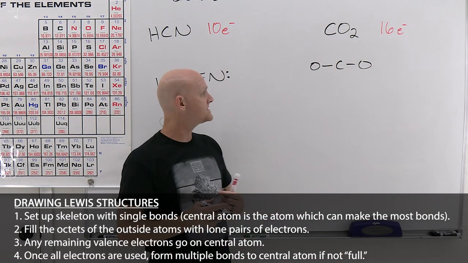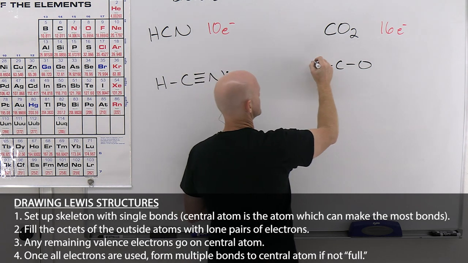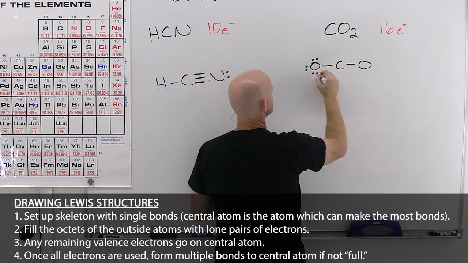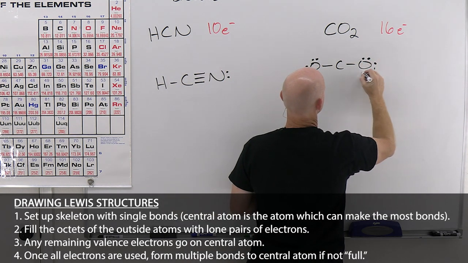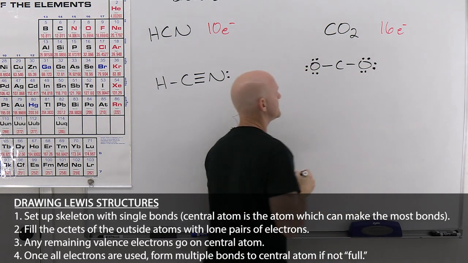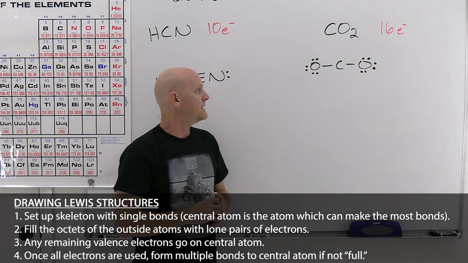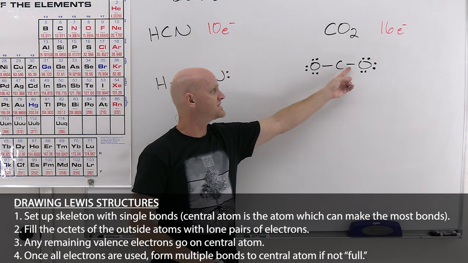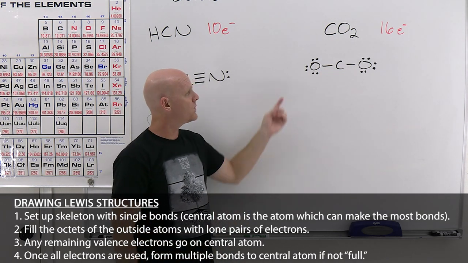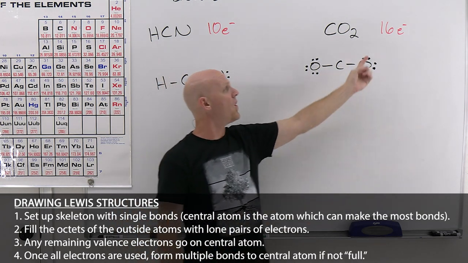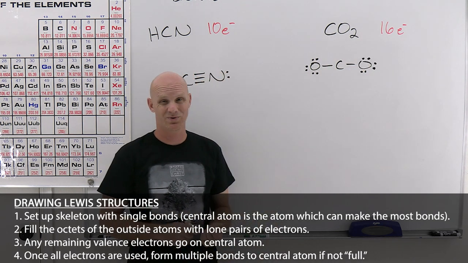And then we'll fill up the octets of the outside atoms. 2, 4, 6, 8, 10, 12, and then 14, 16. So at this point, once we fill up the outside atoms, we've used all 16 of our valence electrons. We're out.